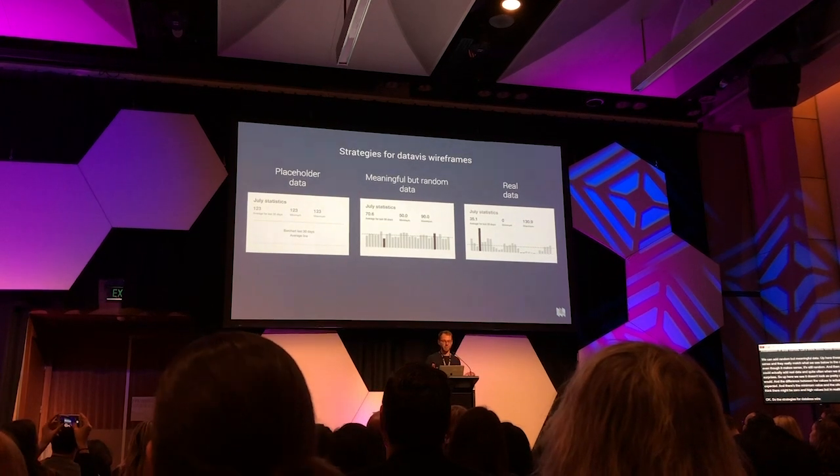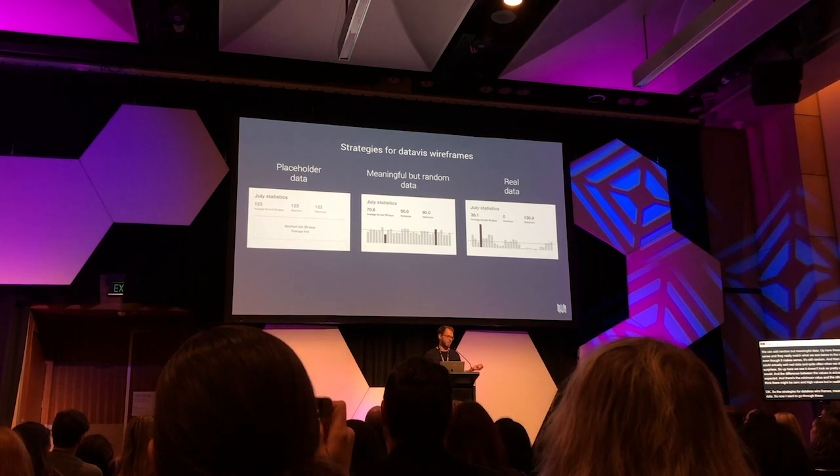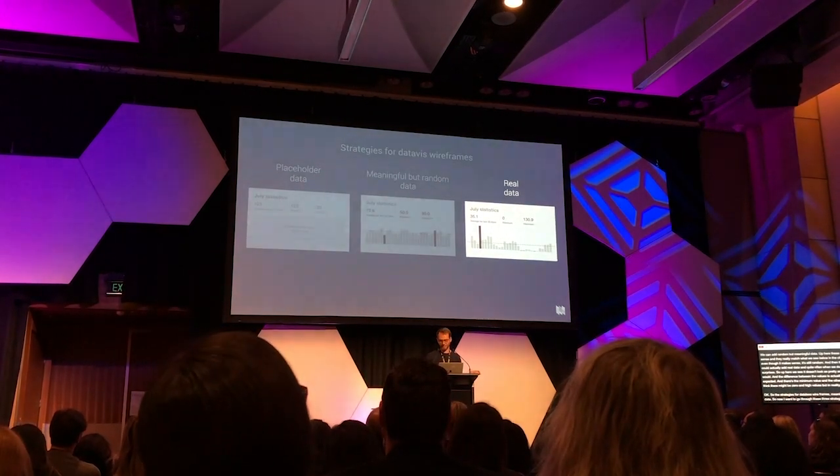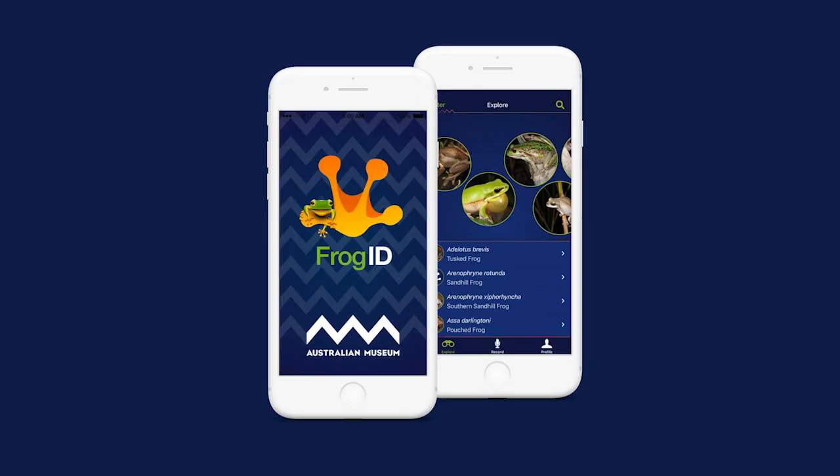Now I'm going to go through these three strategies and illustrate them by showing you some of our client projects, and I'm going to start with real data. Visualizing georeferenced frog recordings in Australia. The Australian Museum has a really nice app called FrogID that allows you to record a frog call and also the location. This data is sent to the Australian Museum, and some experts verify the frog species. So we actually helped the Australian Museum design the app.